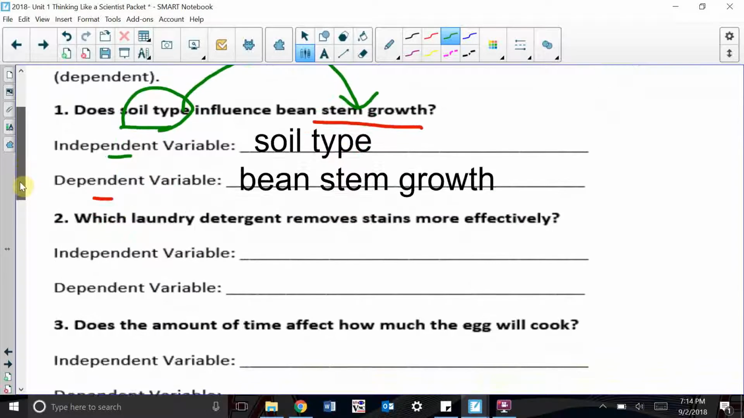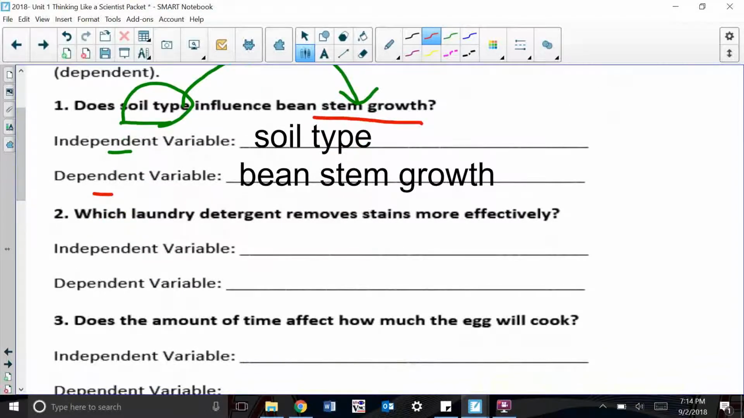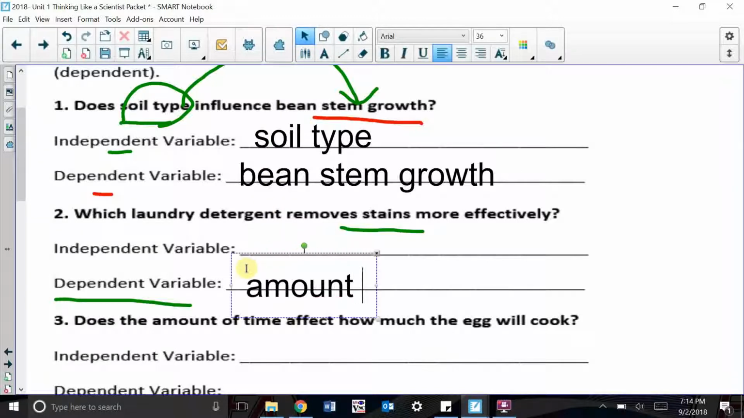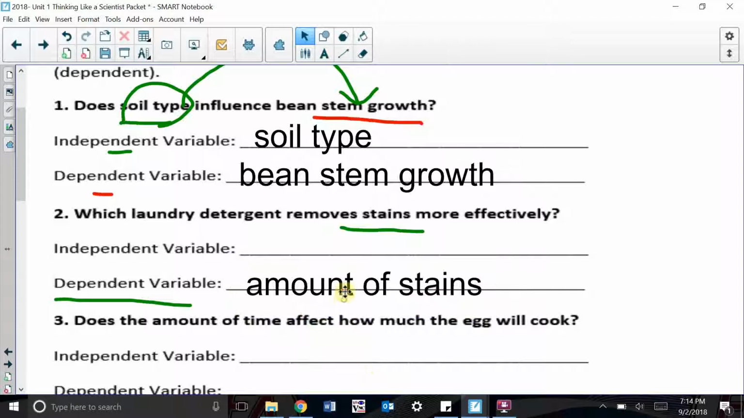Example number 2. Which laundry detergent removes stains more effectively? Going with our dependent variable, it's what we're measuring, right? So I'm going to measure something about the stains. Again, there's a variety of ways that we could discuss this. I think something easy to say is probably the amount of stains. You could say the amount of stains on clothes.